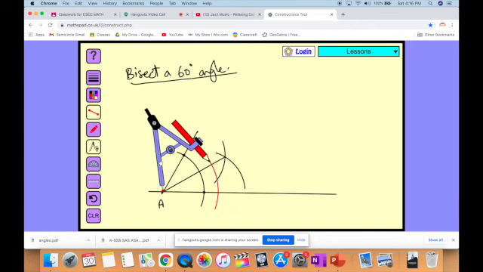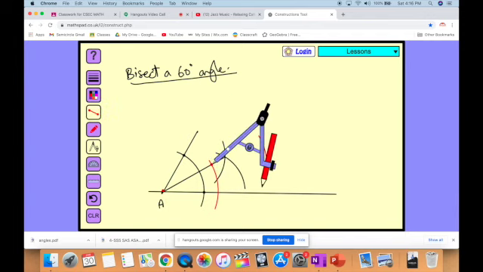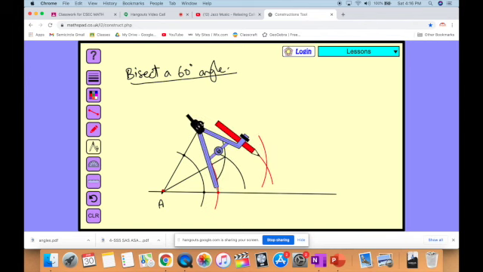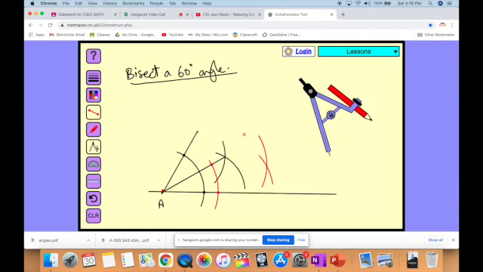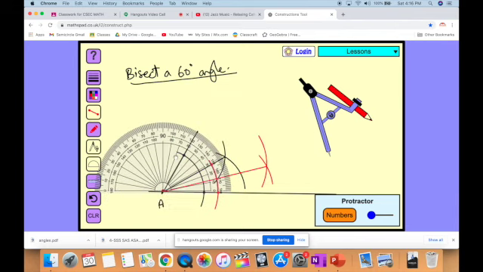And now I keep the same compass opening from here, and I cut an arc over here, and the same compass opening from here, and I cut to intersect that here, and this here is 15 degrees, and you'll see it here. Right, the 30, and that's around 15.